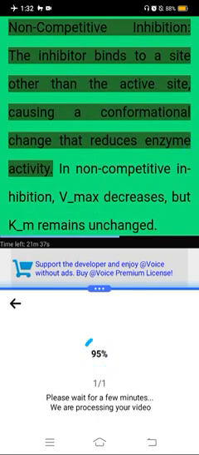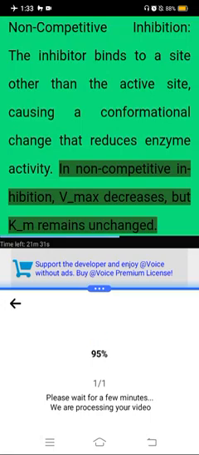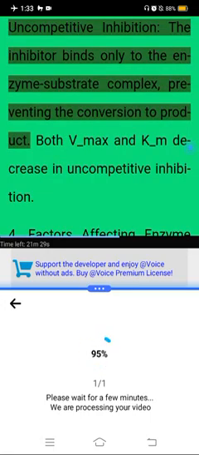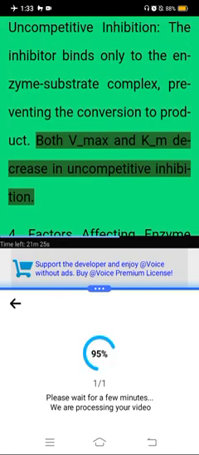Non-competitive inhibition. The inhibitor binds to a site other than the active site, causing a conformational change that reduces enzyme activity. In non-competitive inhibition, V_max decreases, but K_M remains unchanged. In uncompetitive inhibition, the inhibitor binds only to the enzyme-substrate complex, preventing the conversion to product. Both V_max and K_M decrease in uncompetitive inhibition.